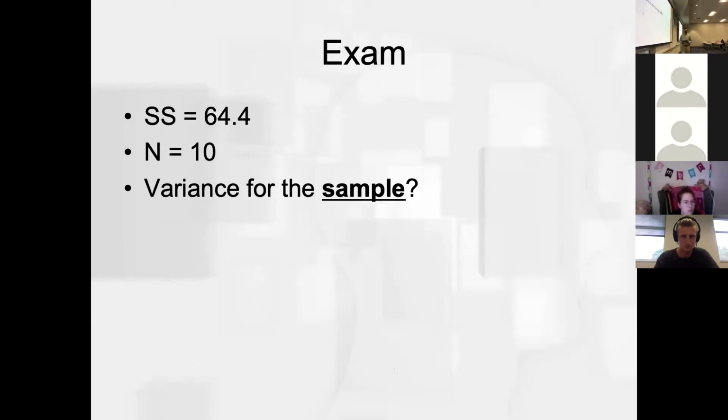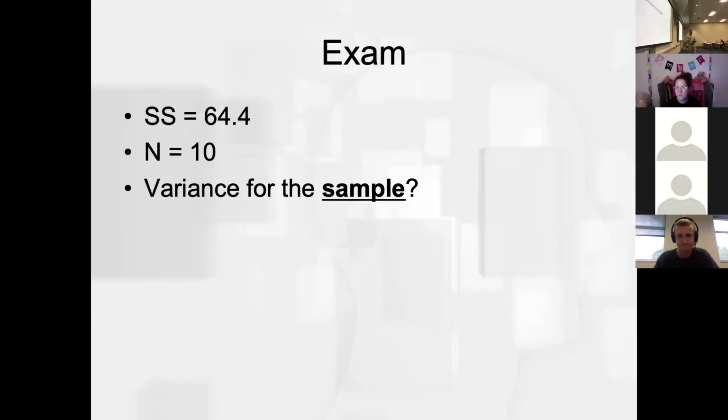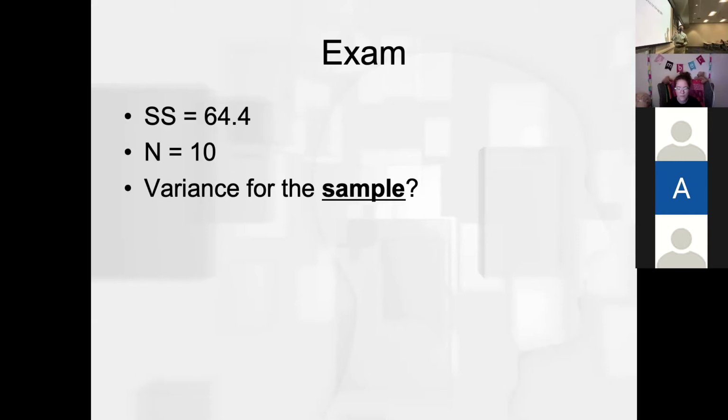One question that the vast majority of people missed on this exam was the one where I asked you to take the sum of squares and find the variance for that sum of squares, right? And so you had already calculated the sum of squares. The answer was 64.4. You knew that the sample had 10 people in it. We also knew it was a sample. How do you find the variance from this? Sum of squares over n? N minus 1. Yes, n minus 1.